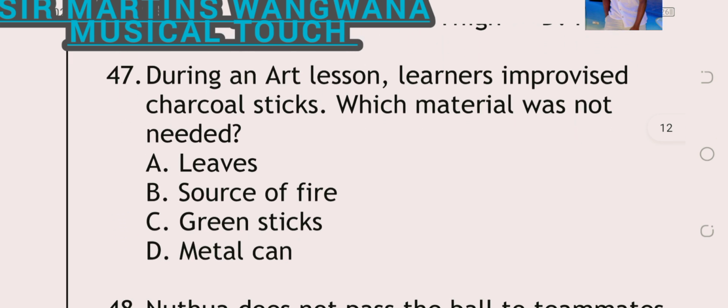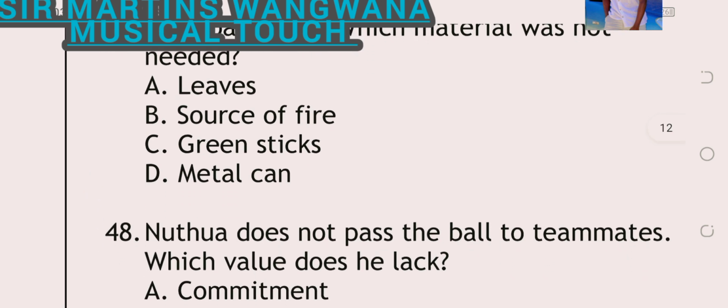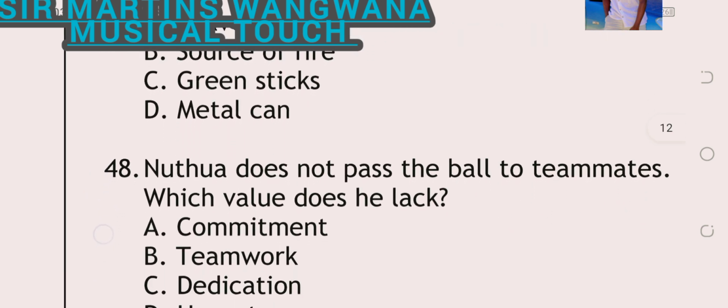Number 47, during an art lesson, learners improvised charcoal sticks. Which material was not needed? We have leaves, source of fire, green sticks, metal can. We need source of fire, we need green sticks, we need a metal can. So leaves are not needed because they will turn into ash. Of course, the correct answer there is A.